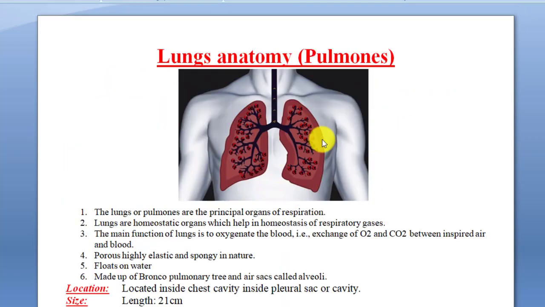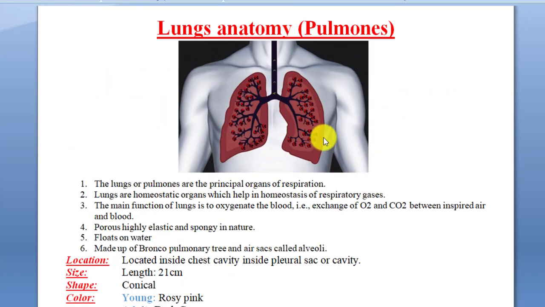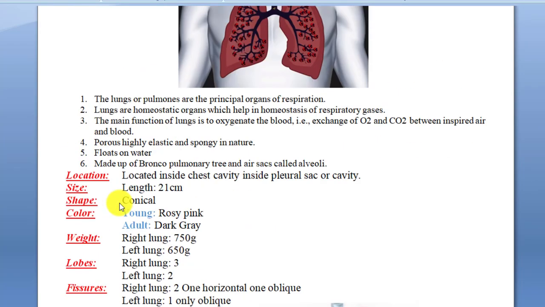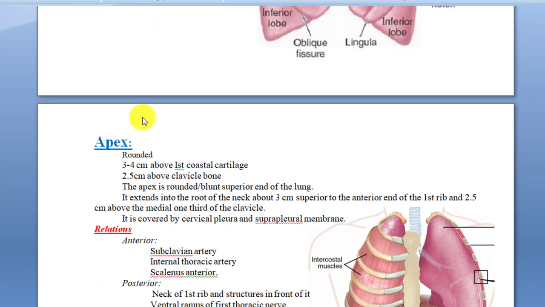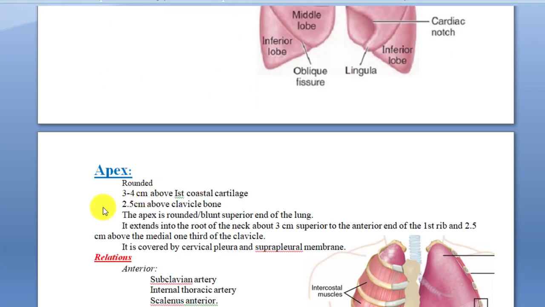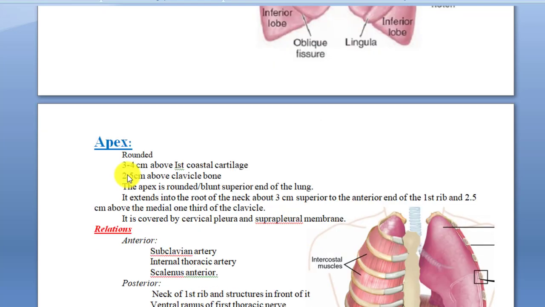Hello friends, welcome back. We are discussing the anatomy of the lungs. So this was the introduction of the lungs. Now let us discuss the parts of the lungs. There are four main parts of the lungs.